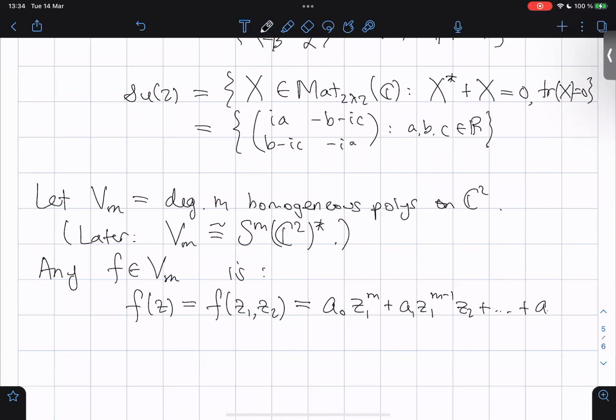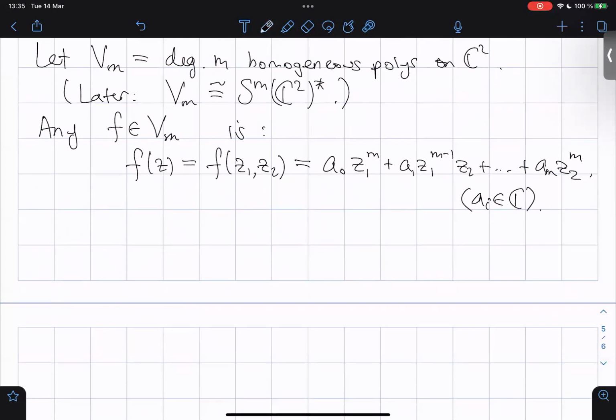Okay, so something that looks like this, where these constants are all in C. Okay, so we have these functions. So I need to give you an action of SU2 and little su2. It's going to take as input a function and spit out a function.